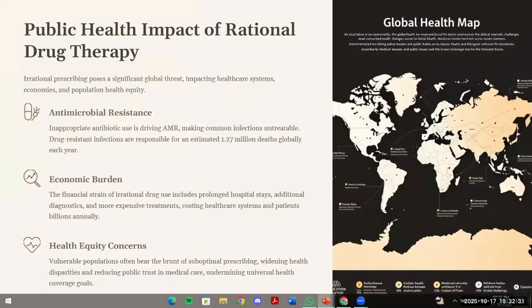Now, at the public level, what is the impact of rational drug therapy? An irrational approach will affect treatment and have a global impact on the healthcare system, as we have been talking about economics and population health equity. Inappropriate or irrational prescribing develops antimicrobial resistance, that is, inappropriate antibiotic use leading to untreatable diseases.